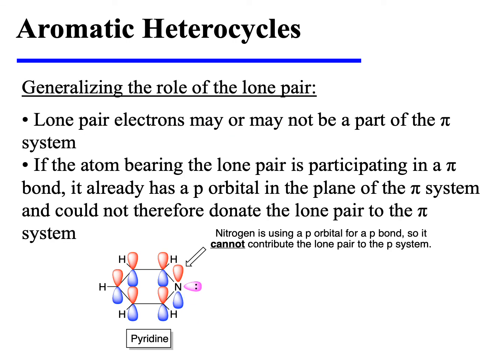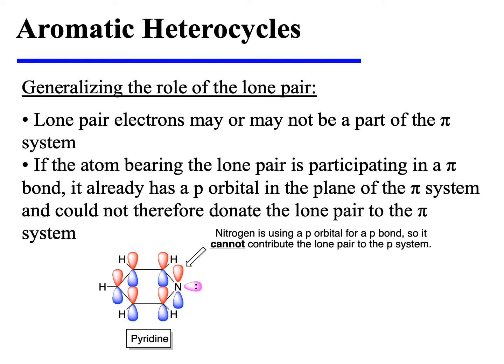When comparing the examples of pyridine and pyrrole, it becomes apparent that the lone pair electrons may or may not be a part of the pi system. This must be decided on a case-by-case basis. We can generalize, though, conditions leading to each conclusion.